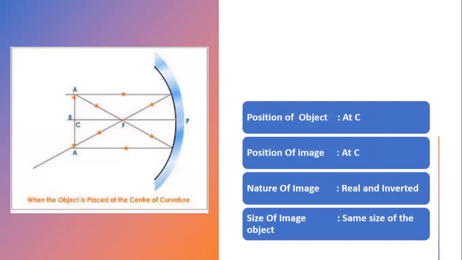Then third case, position of object at C. C means center of curvature. Means here we are placing the object at center of curvature. Again, here we are considering 2 rays. The first ray which is parallel to principal axis is reflected back through focus, and second ray which is incident through focus will be reflected back parallel to principal axis. Both the reflected rays are meeting. So position of image is at center of curvature only. Nature of image again real and inverted, and size of image is same as the size of the object.